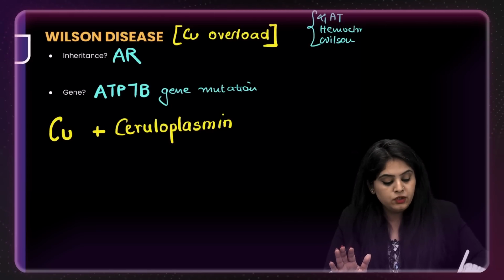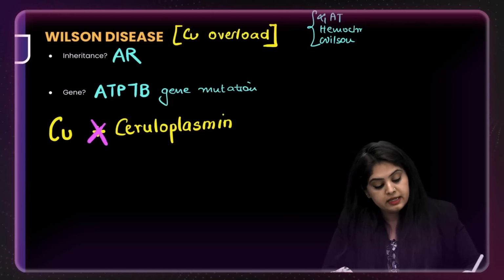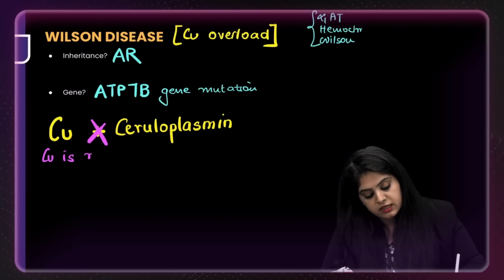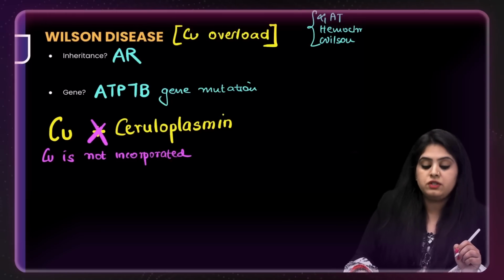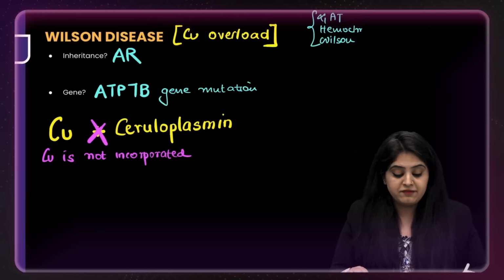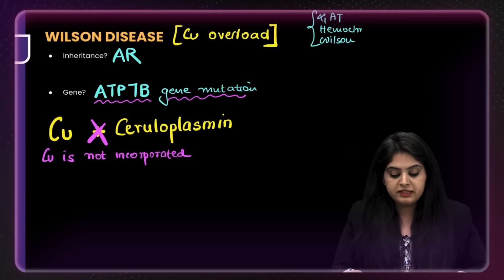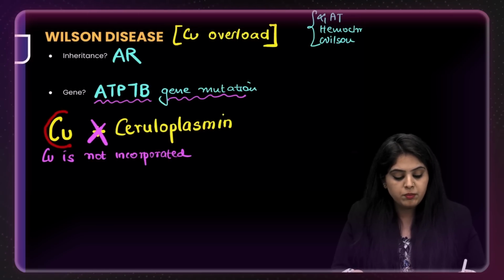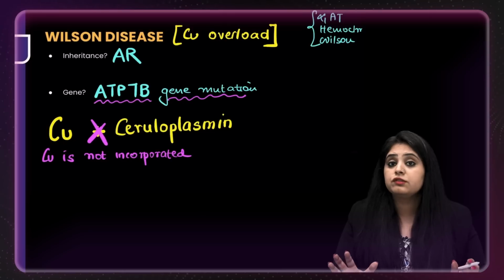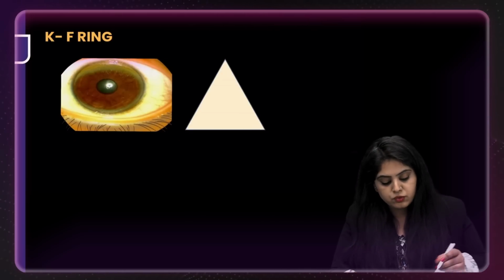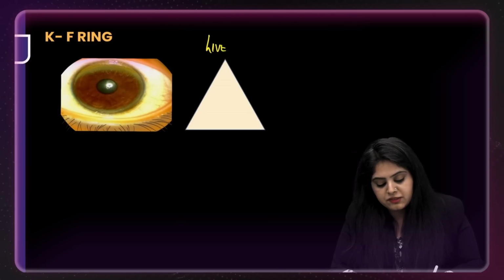But if copper is not incorporated into ceruloplasmin, that is a situation where we talk about Wilson's disease. And why does that happen? ATP7B gene mutation. So obviously, now this copper will be going to different organs. It's a solo traveler. It's going to deposit in different organs. What all organs does it go to? The first one obviously has to be the liver, because that's the chapter that I'm reading.